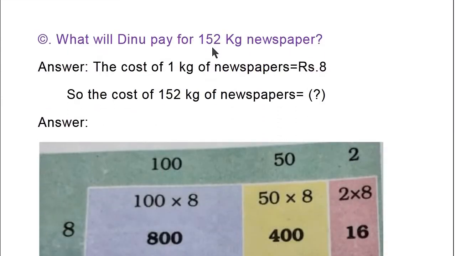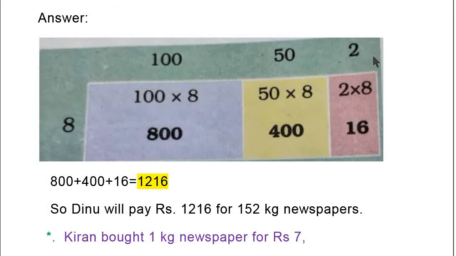What will Dinu pay for 152 kg newspaper? The cost of 1 kg newspaper is equal to 8 rupees. So the cost of 152 kg newspaper is equal to how much? 150 and 2, multiplied by 8. 100 into 8: 8 ones are 8 and 2 zeros we keep, then 800 is there. 8 into 50.